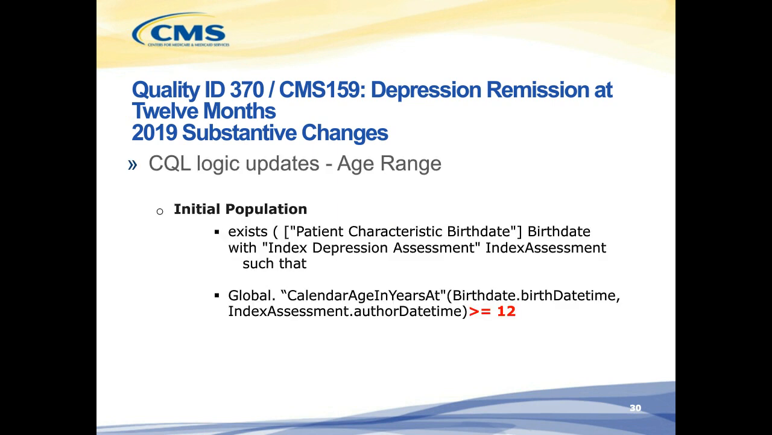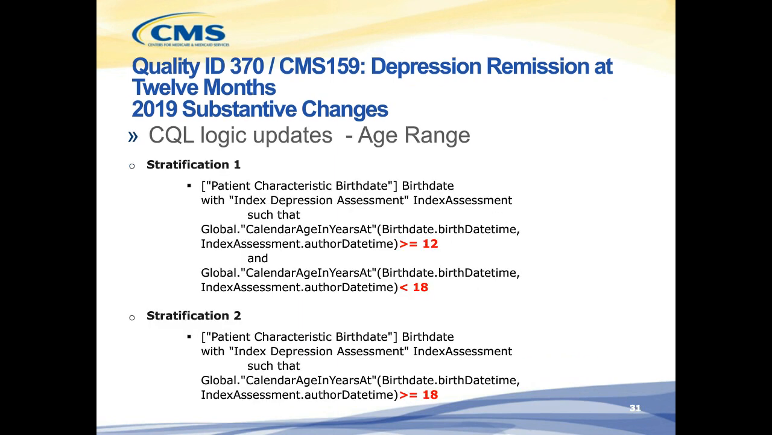And when we look at the initial population definition, we can see the reference to the age has now changed, as highlighted in red, as greater than or equal to 12 at the time of the index depression assessment. There are additional changes of the age range in the stratifications of the measure. The first stratification is looking at adolescent patients, so greater than or equal to 12 and less than 18 at the time of the index assessment. And the second stratification looks at adult patients, so greater than or equal to 18.